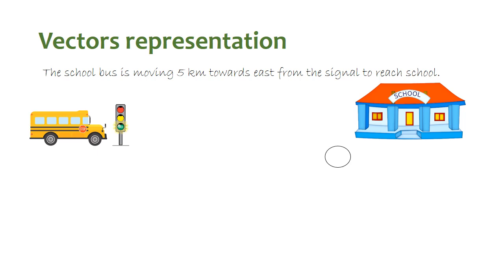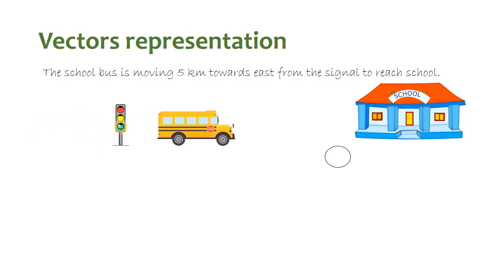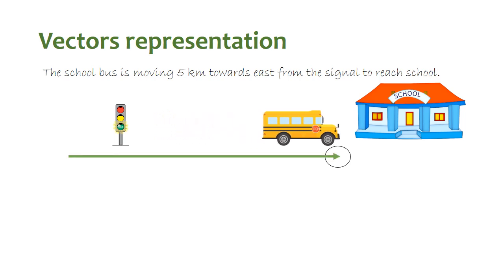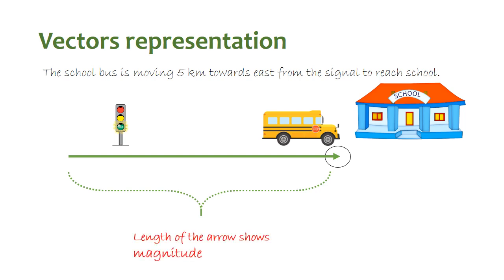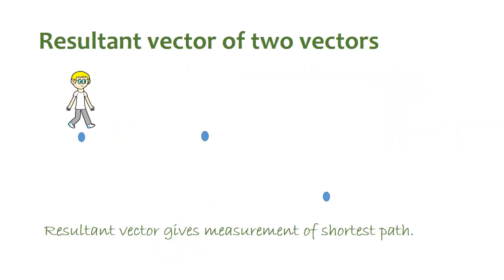So if you see the example where a bus is moving 5 km towards east from the signal to reach the school, here magnitude, unit, and direction are given, so you need to draw an arrow to represent this quantity, such as this. Here the length of the vector gives you the magnitude and the head of the vector gives you the direction. This direction will help you to find the resultant vector. A resultant vector is usually found with the help of two or more vectors.